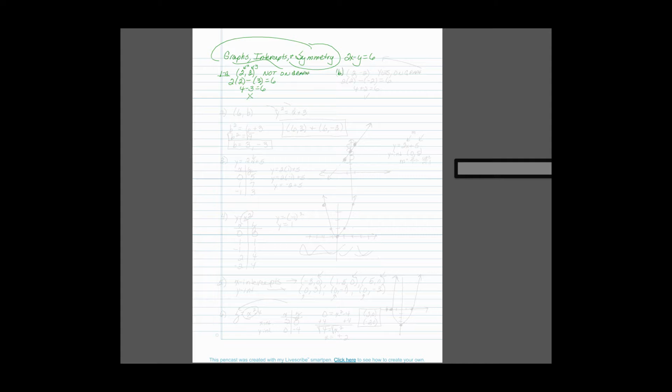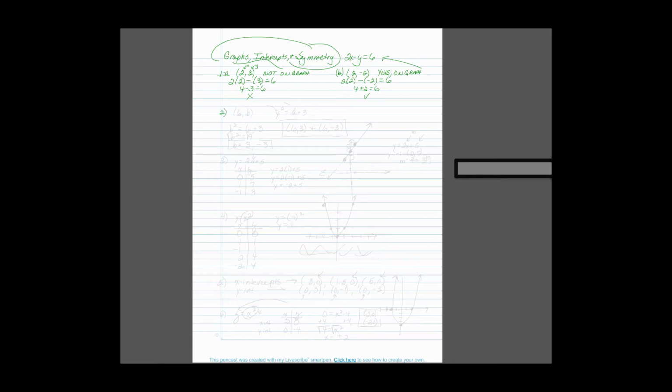Let's look at b. We've got the point (2, -2). We're going to check it in the same equation. So 2, take out the x, put in a 2, minus, take out the y, put in a negative 2, being very careful with your signs. Does 4 plus 2 equal 6? Yes, it does. So yes, this point is on the graph of the equation 2x minus y equals 6.